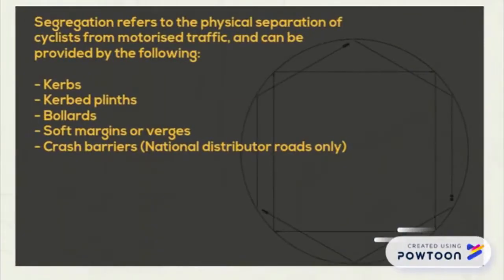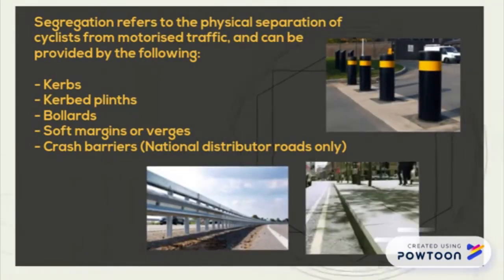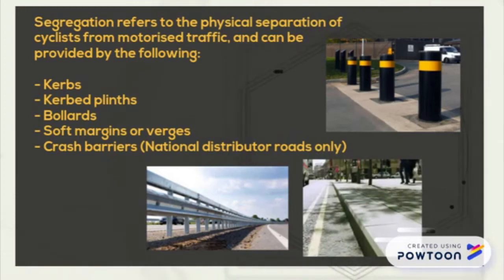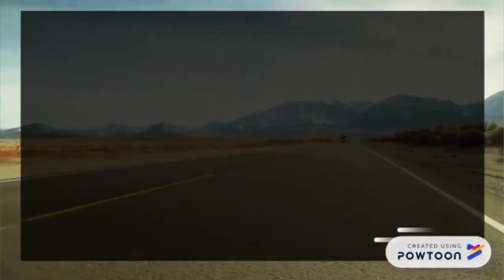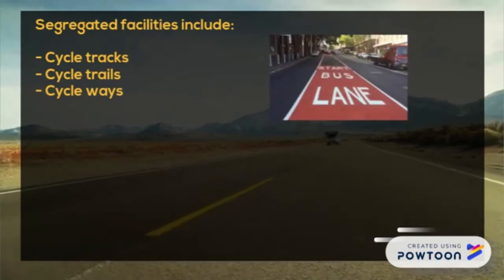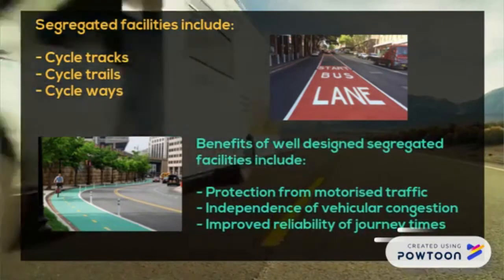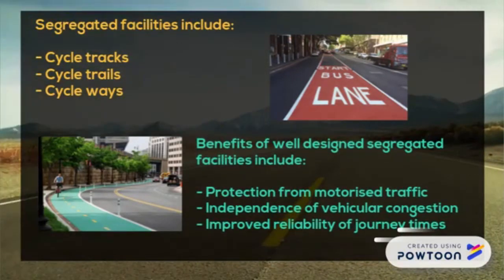Segregation refers to the physical separation of cyclists from motorized traffic, and can be provided by the following: curbs, curb blips, bollards, soft margins or verges, crash barriers. Segregated facilities include cycle tracks, cycle trails, and cycleways. The benefits of well-designed segregated facilities include protection from motorized traffic, independence of vehicular congestion, and improved reliability of journey times.